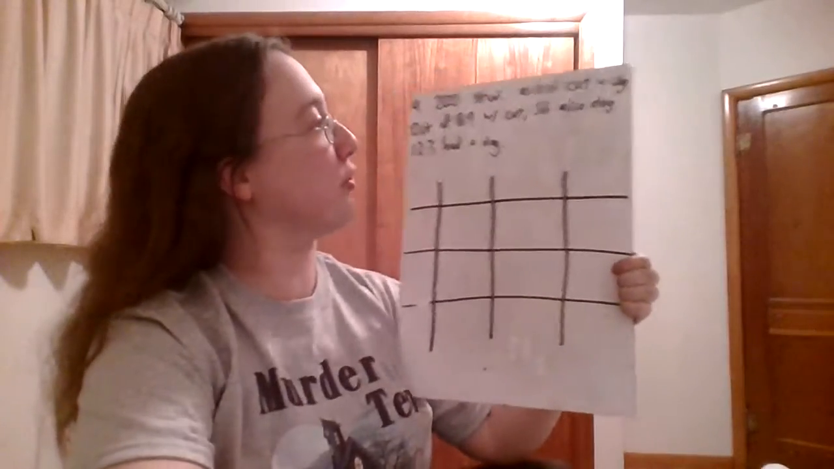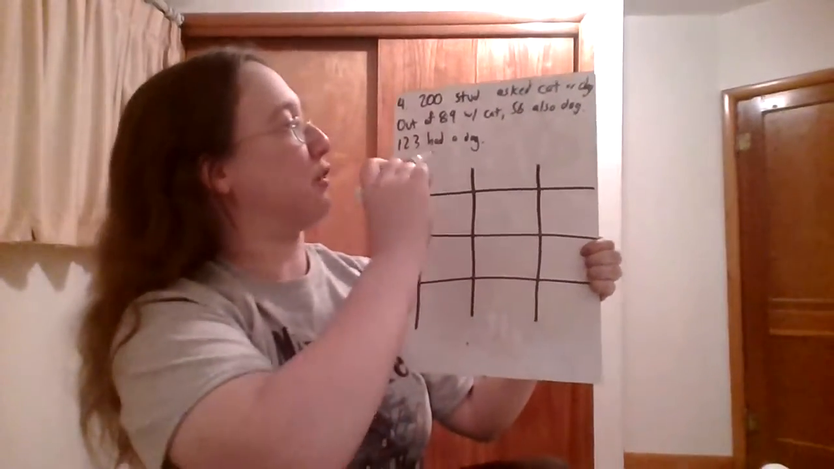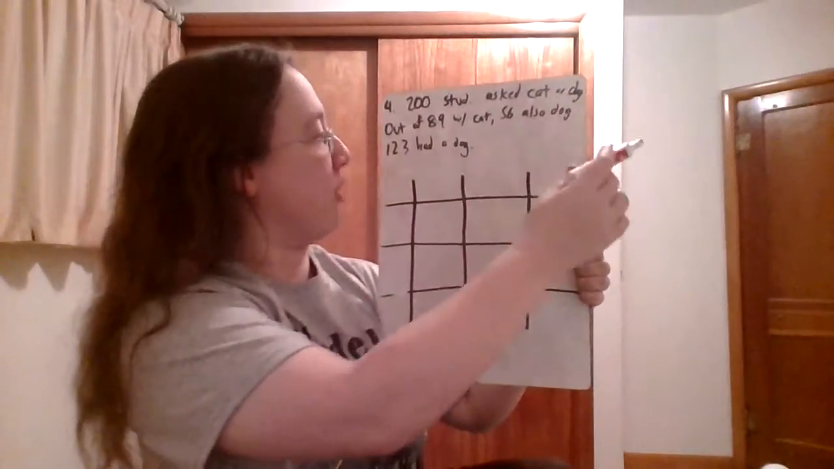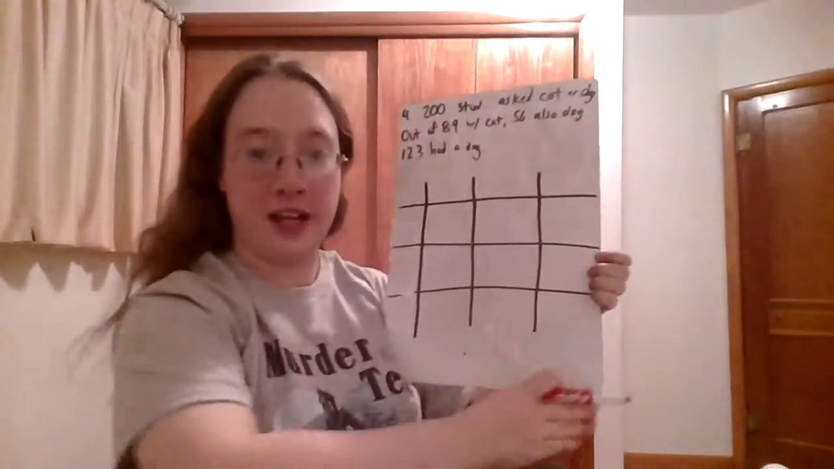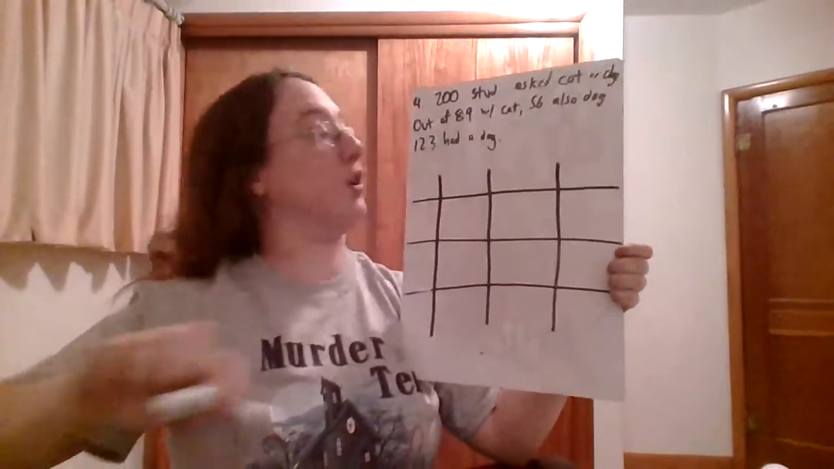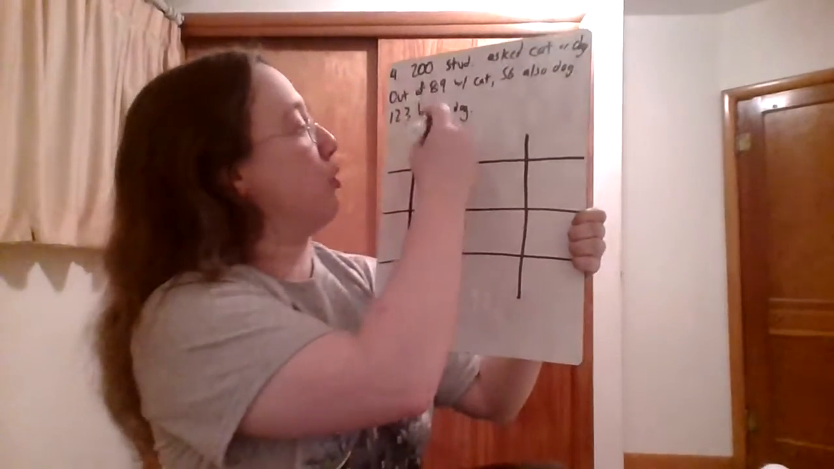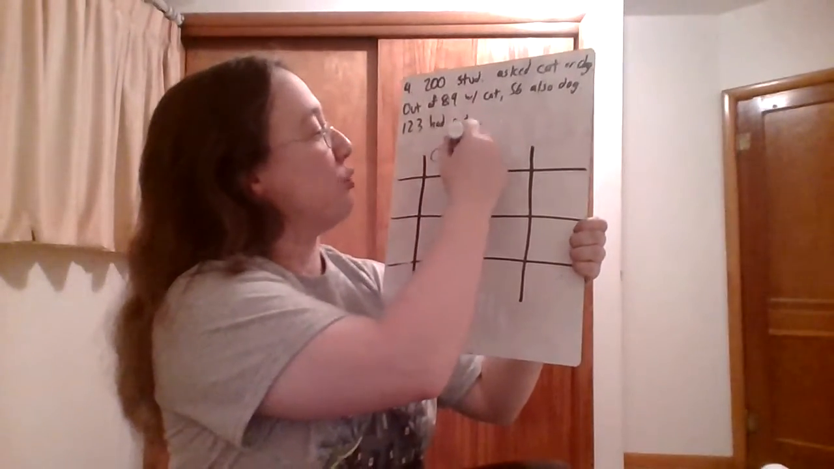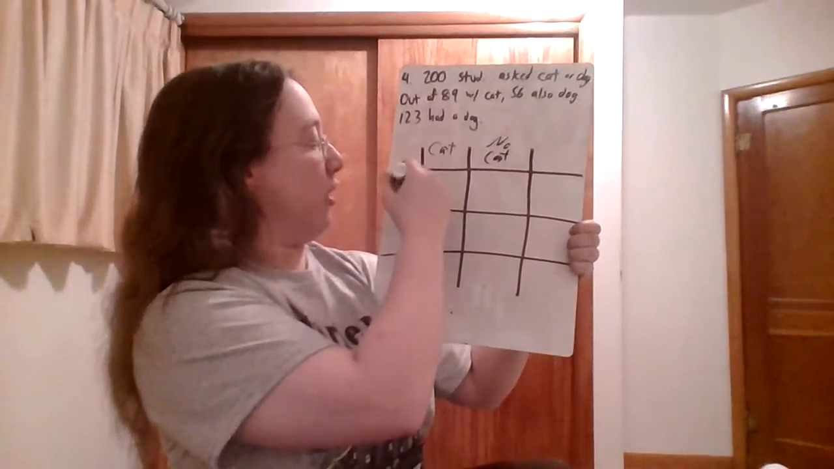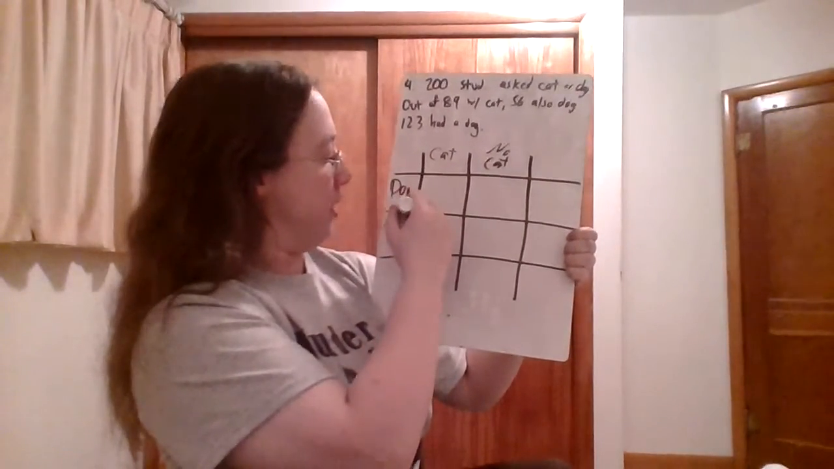So we got 200 students who were asked whether they have a cat or a dog, and out of 89 who had a cat, 56 also had a dog, and 123 had a dog, and we just want a two-way table of this. So we're going to fill in all of our stuff. So if we have cats and dogs, we have people who have cats. We have people who don't have a cat. We have people who have a dog, and we have people who don't have a dog.